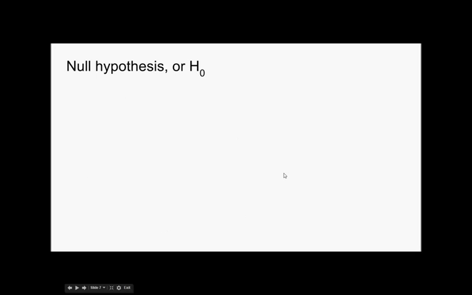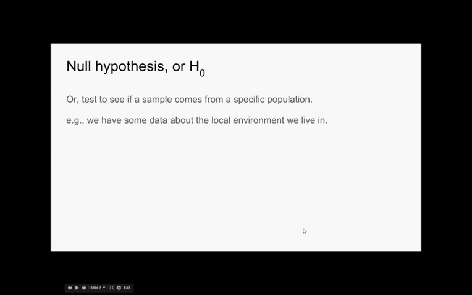Another way to think about the null hypothesis is to test whether a sample comes from a specific population. So the null hypothesis would be that everything comes from the same population. And so I'm going to come back to this example later, but let's say I have some data about the local environment that we all live in. And we also have that same type of data about San Diego, California. And now I want to test, do we live in San Diego or not, given this data?